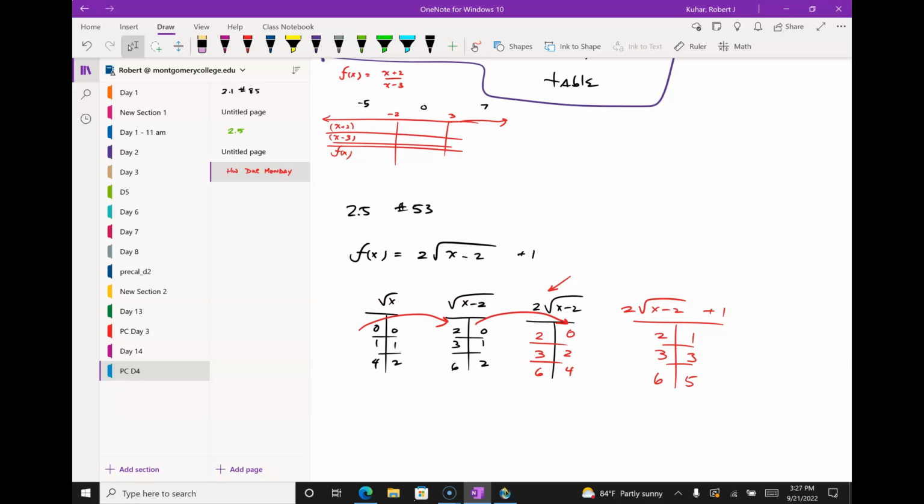That's up to you. I personally like to go mother to daughter to granddaughter. I like to do that until I'm real sure about what's going on. You certainly could just copy the table from Desmos, right?